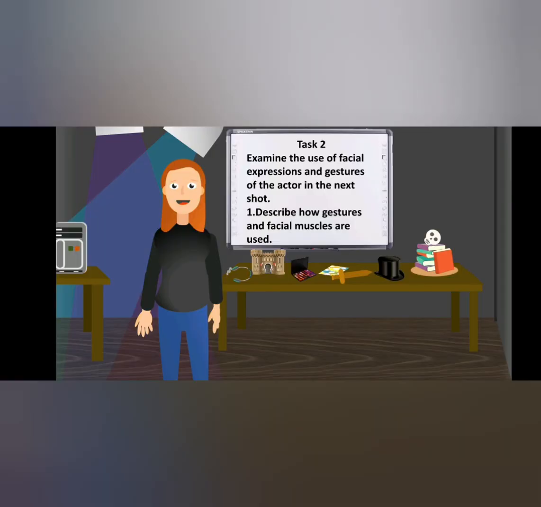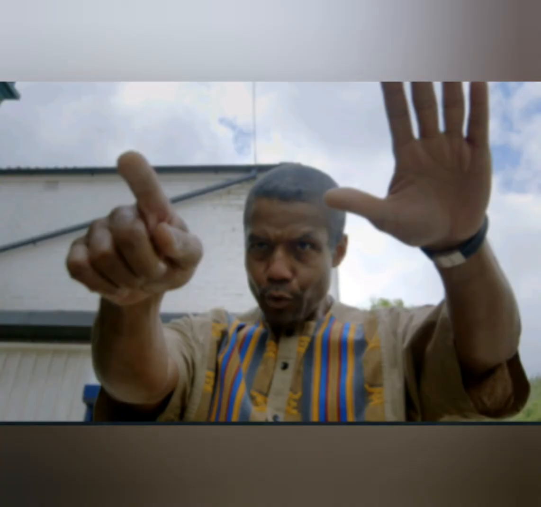Task 2. Examine the use of facial expressions and gestures on the actor in the next shot. Describe how gestures and facial muscles are used. Look carefully at how the actor uses his muscles in his face. Look between the nose, look at how his lips are pursed, and look how wide his eyes are. Also, pay attention to what the two gestures are that he's using with his hands. One is very different to the other. What is he doing? Pause the video here to write down your description.